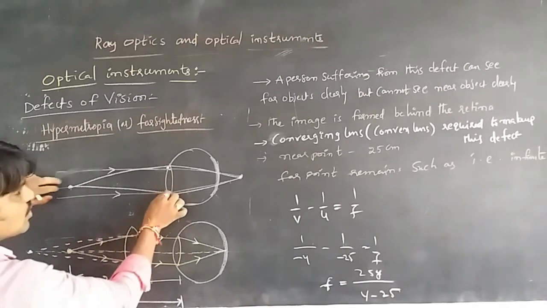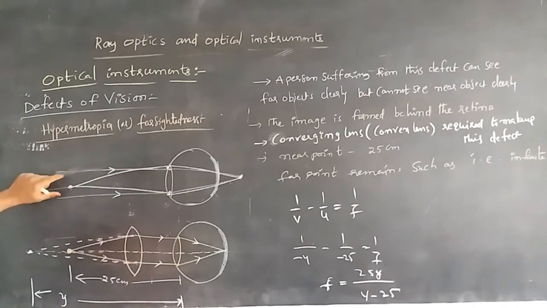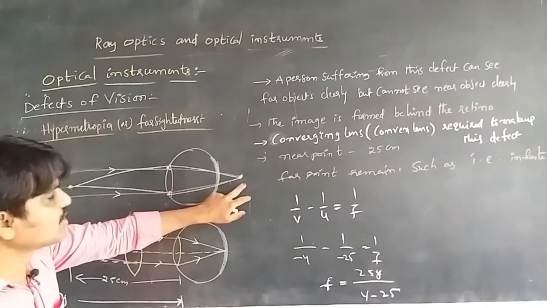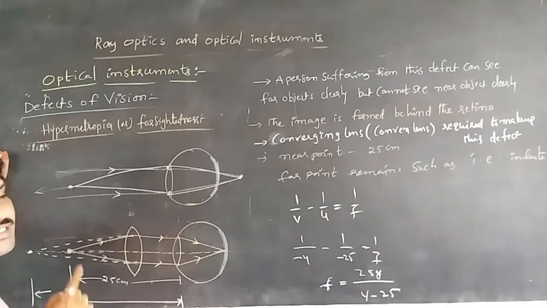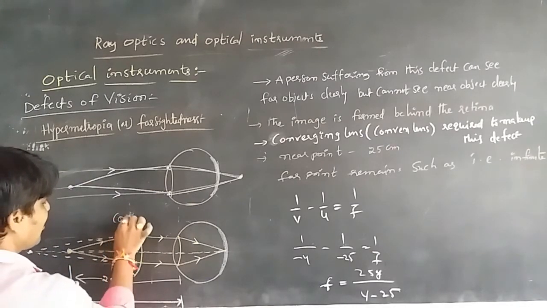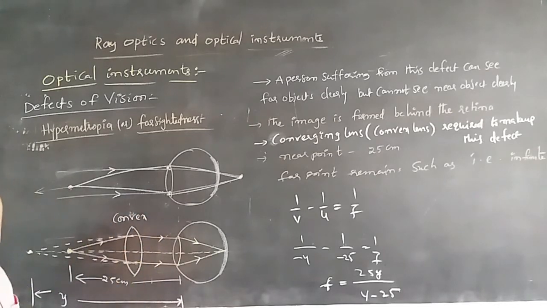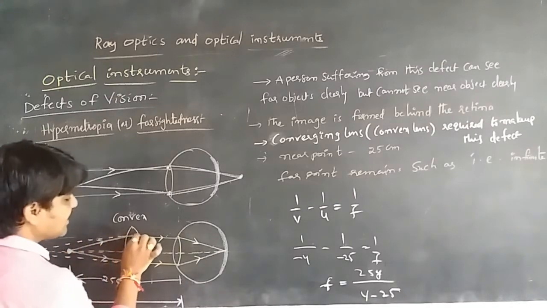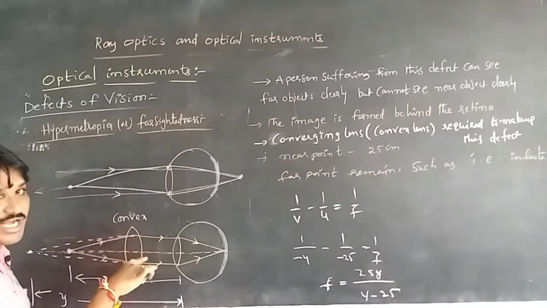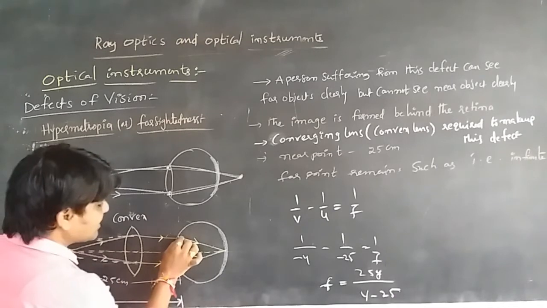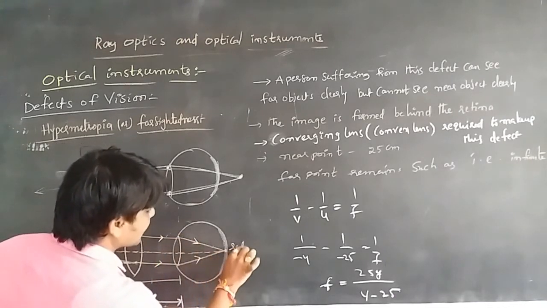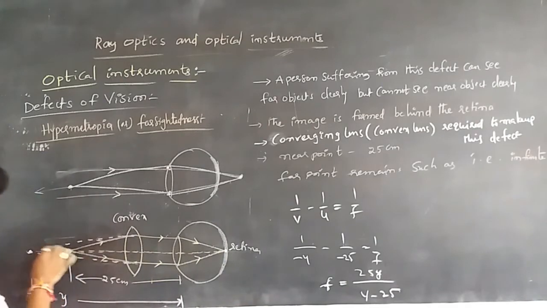The image is formed behind the retina. To make up this defect, we use a converging lens or convex lens. This is a convex lens, also called a converging lens. By using a converging lens with a suitable focal length, the image can be formed clearly on the retina. Then the near point of the image becomes the distance y.